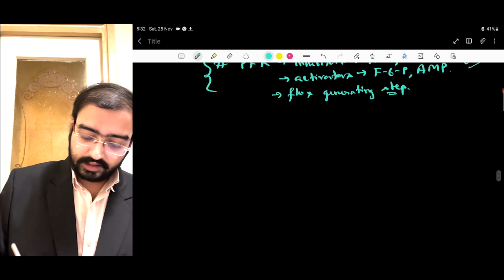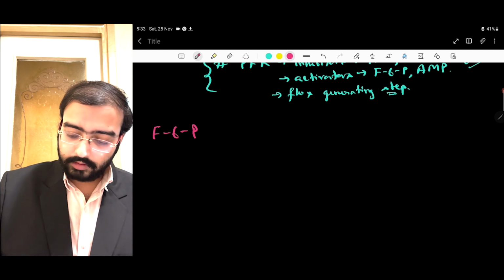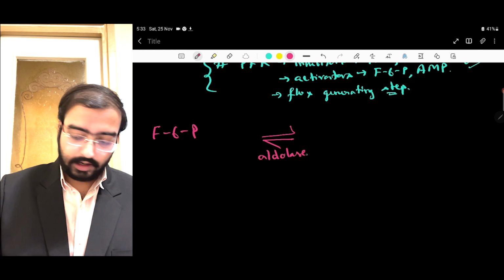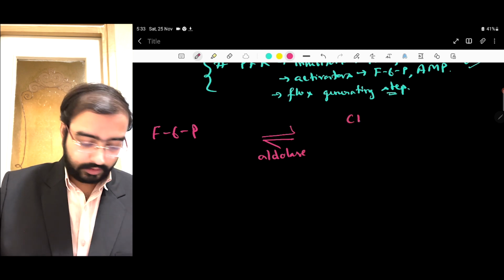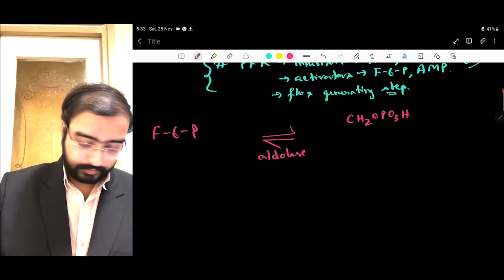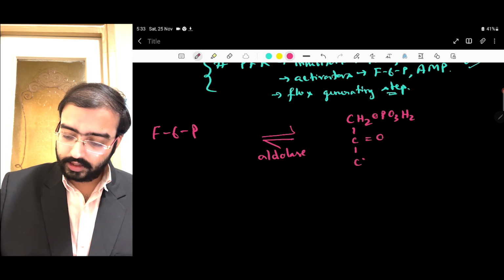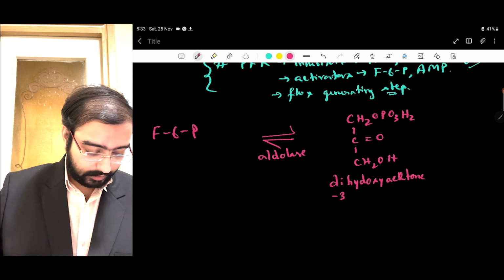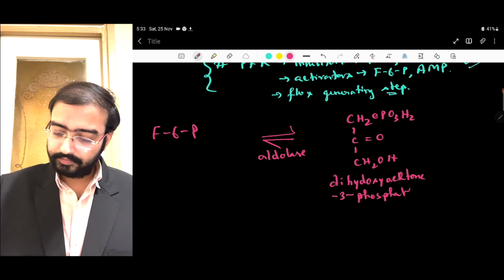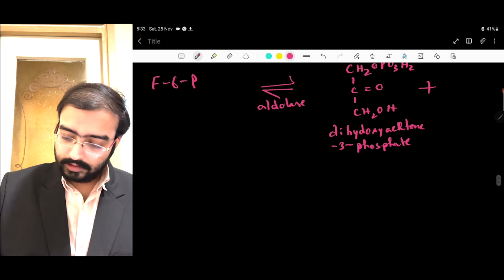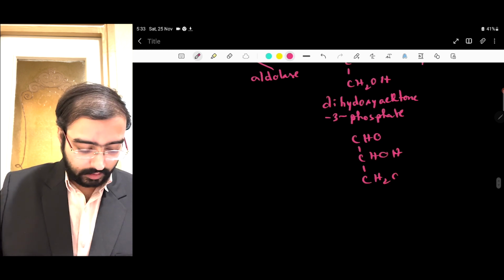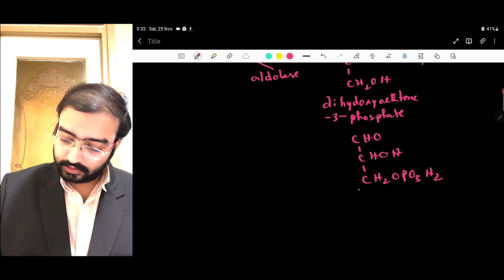Next step of glycolysis, what is there? So we have fructose 1,6-bisphosphate. Now this is a reversible reaction by the enzyme aldolase. What are generated? CH2OPO3H2, CO group, CH2OH. What is the name of this compound? This is dihydroxyacetone 3-phosphate, plus CHO, CHOH, CH2OPO3H2. This is glyceraldehyde 3-phosphate.